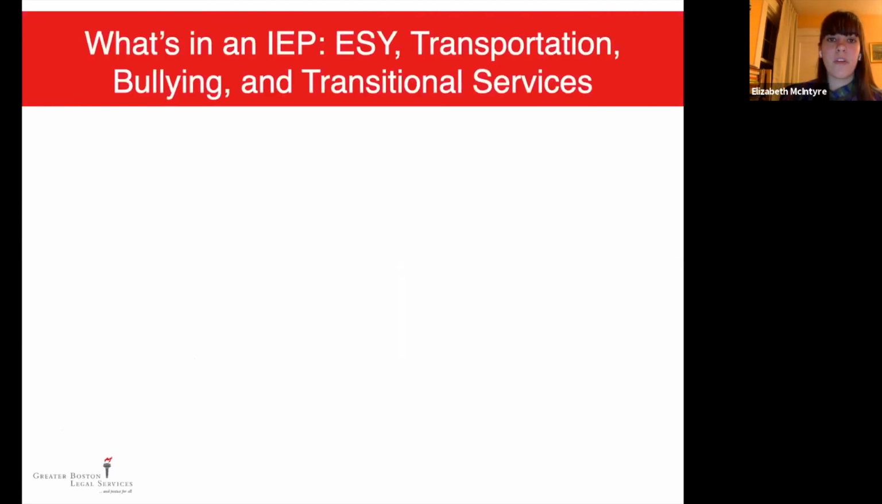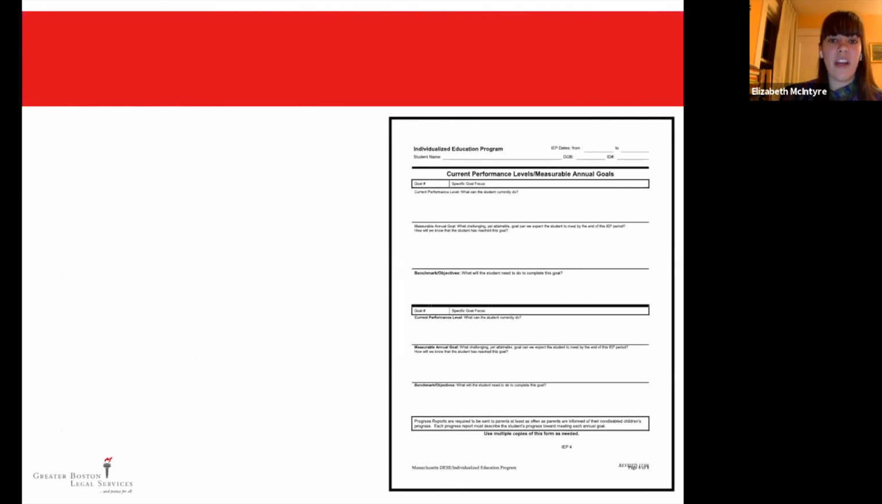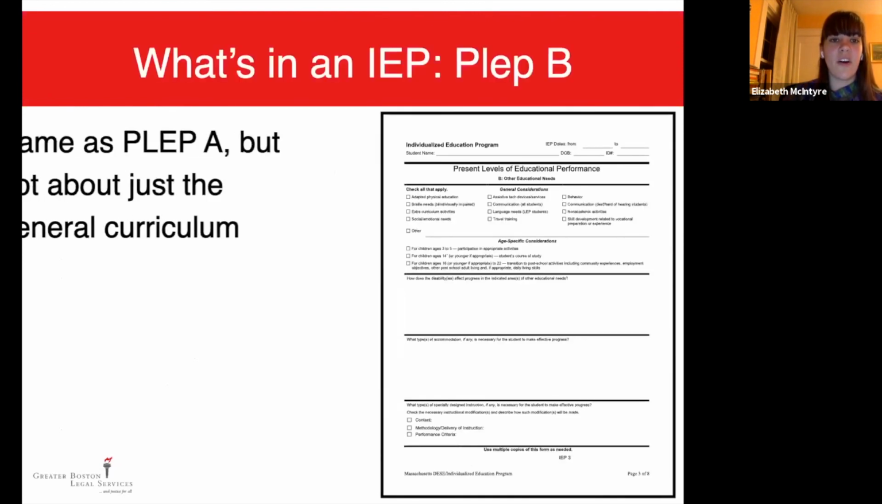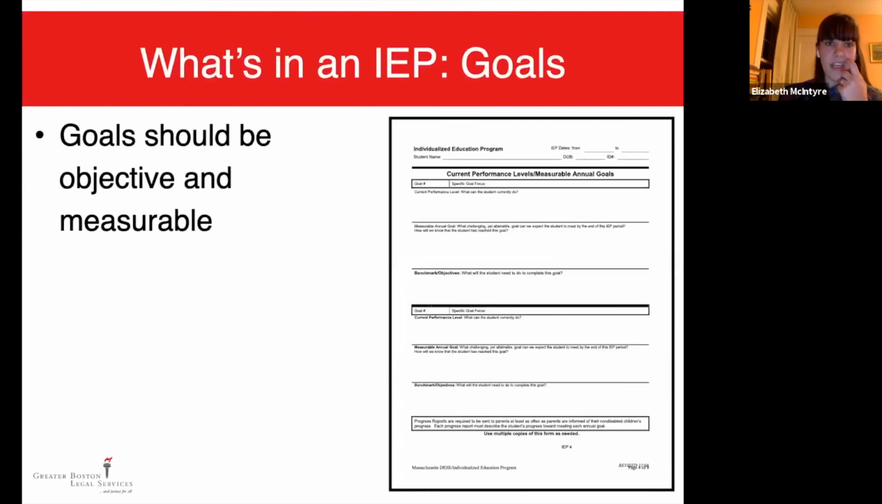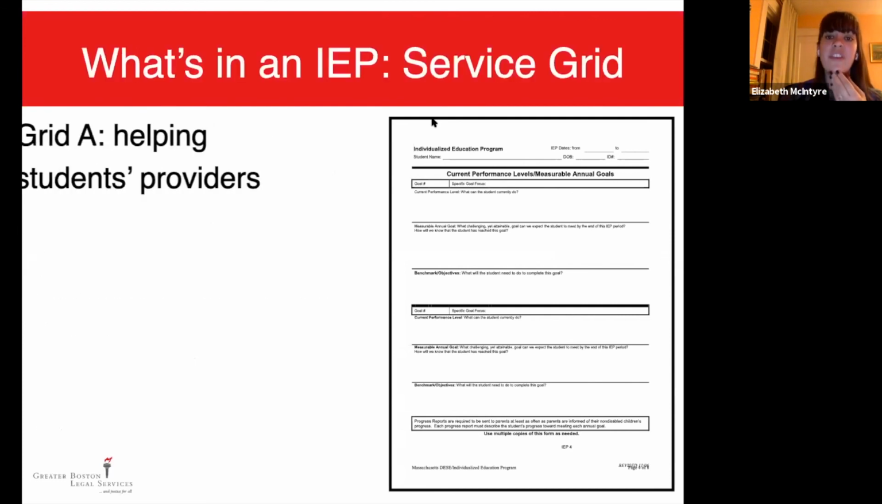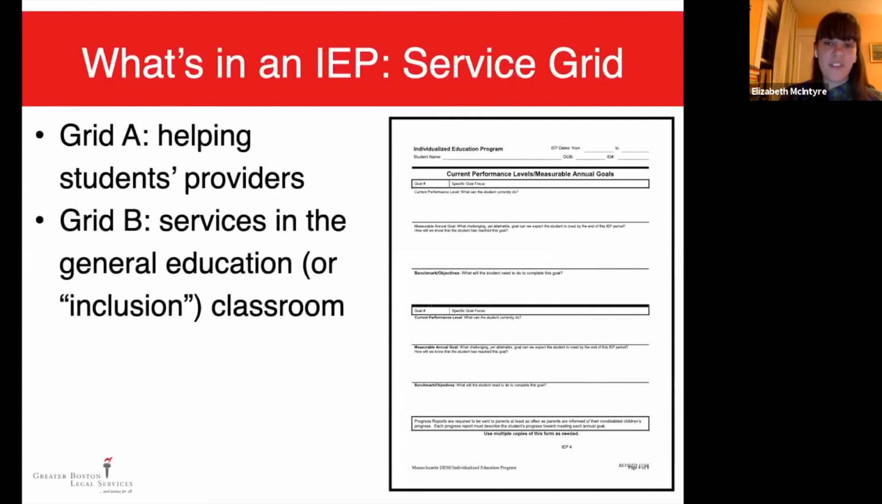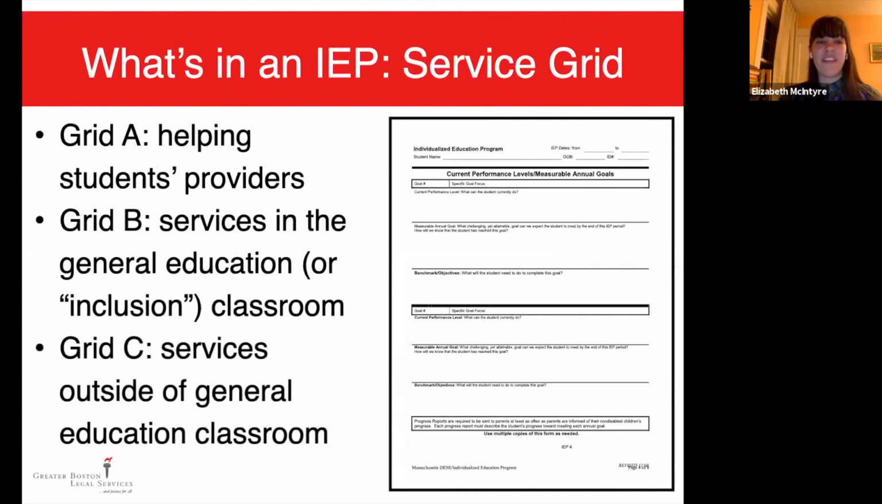Okay. I think we'll just go through the grid, though my images aren't working here, but I'm mindful of time. I will just say that the service grid, which for some reason is not showing up, is one of the pages at the end, and it lists 3 different charts. The first chart are people who are going to help the students, providers.